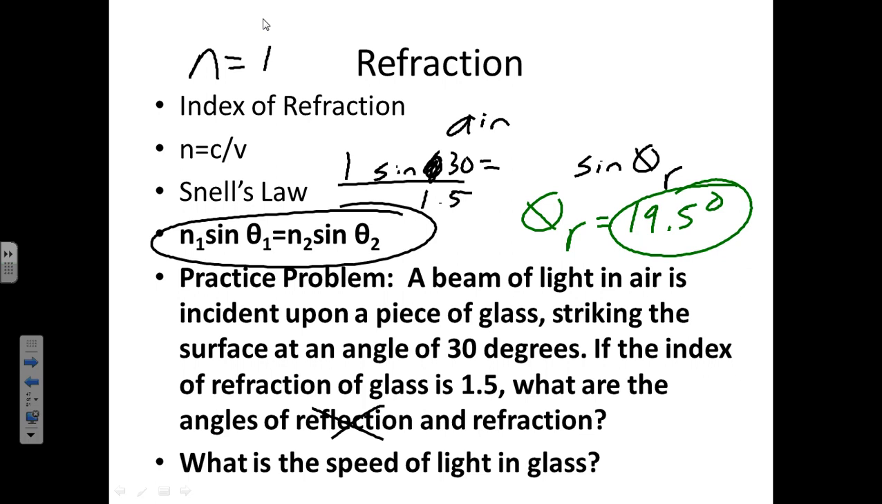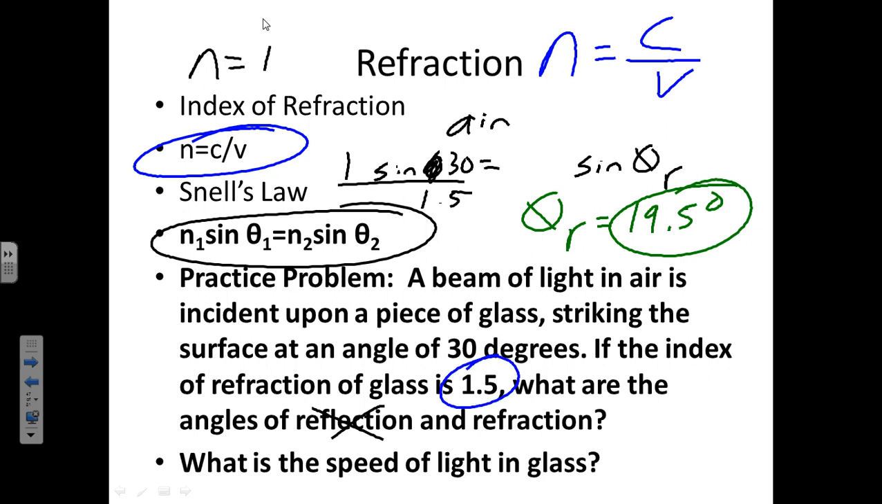The other part of the problem we need to look at is the bottom part. What's the speed of light in glass? This right here is an important relationship to remember. That the index of refraction is the ratio of the speed of light in a vacuum to the speed of light in the medium. Well, we know the index of refraction of glass is 1.5. It's given to us in the problem. Hopefully you know that the speed of light in a vacuum is 3 times 10 to the 8th meters per second. So let's take this equation and solve it out for V.